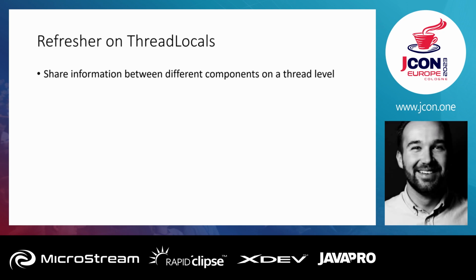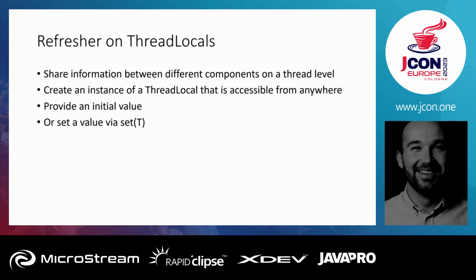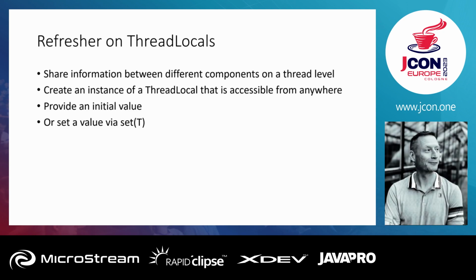So we share information between components on this level. And the way we do it is that we create a thread local instance that can be accessible from anywhere, or at least where you need it. But most likely, thread locals are always like public statics. You provide it with an initial value, and as they are mutable, which, you know, public and mutable is never a good combination, is it? But you can mutate the value, which then can easily be retrieved by the different components via a get.